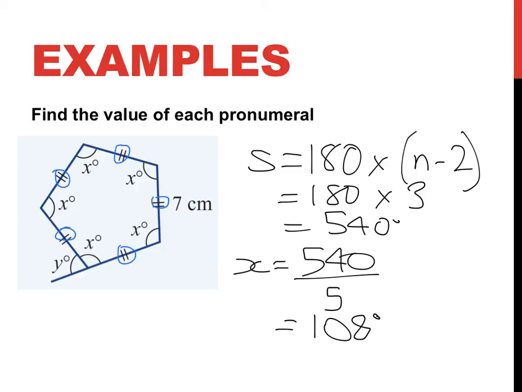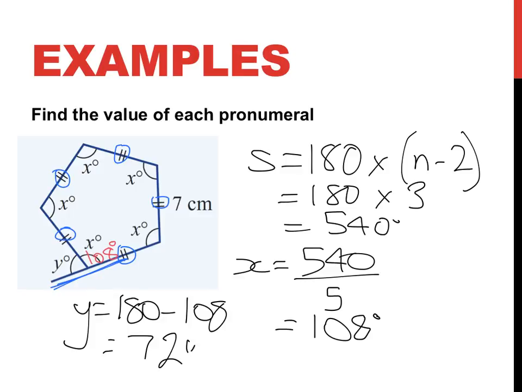Okay? Now, how do I find out y? Well, x here is 108. Oh, sorry, I wrote 180. X here is 108 degrees. X and Y are sitting on a straight line, so Y is going to be 180 degrees for that straight line minus what's on one side, 108, which is going to give me 72 degrees.